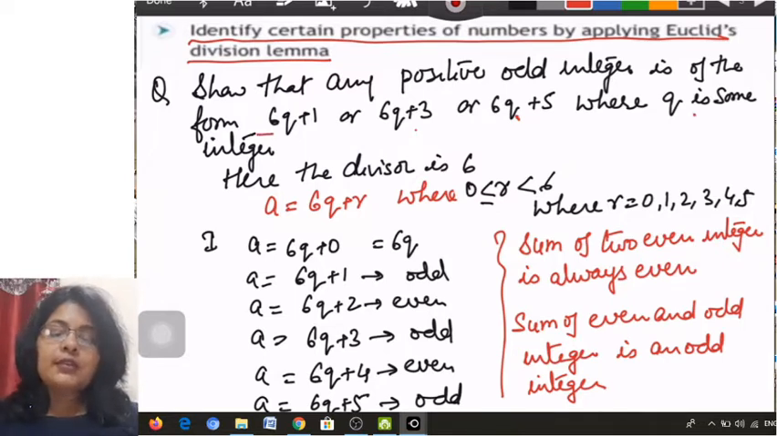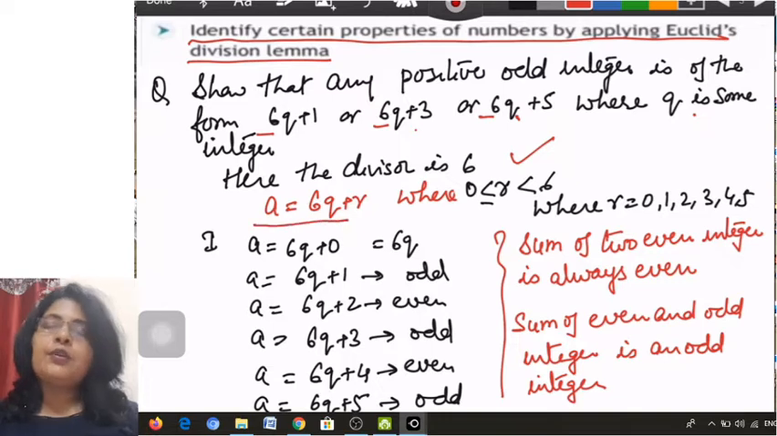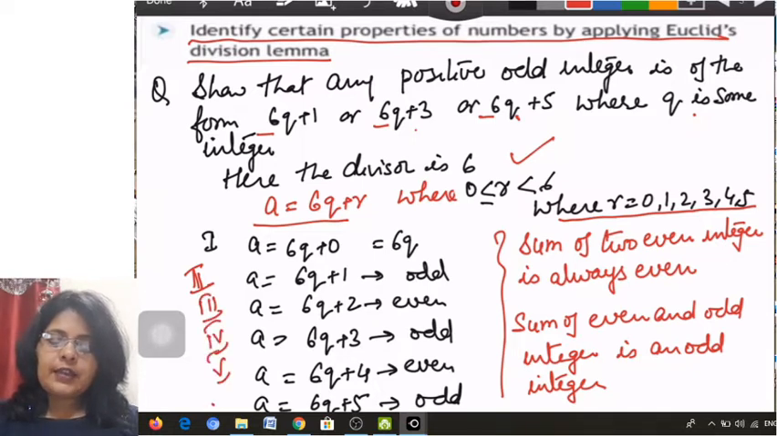Now what is this 6, whatever is written over here? This always acts as a divisor. So here the divisor is 6. We know the rule A is equal to BQ plus R. Instead of B, we write A is equal to 6Q plus R, where R is greater than or equal to 0 and less than 6. Less than 6 means R is equal to 0, 1, 2, 3, 4, 5. Now we simply put these values of R in the cases involved: first case, second case, third case, fourth case, fifth case and sixth case.